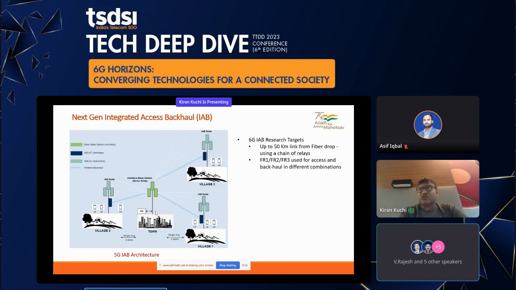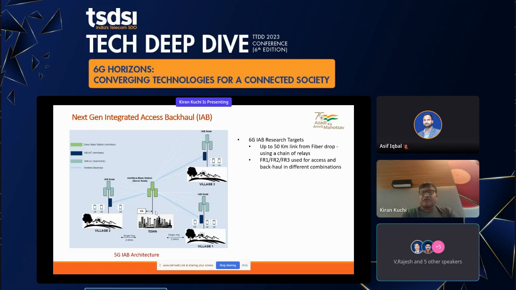So that leads to the key question, the notion of ubiquity. Can a population living in a rural and isolated area benefit from 6G even though the nearest fiber drop is, let's say, 50 kilometers away? The answer seems to be yes.